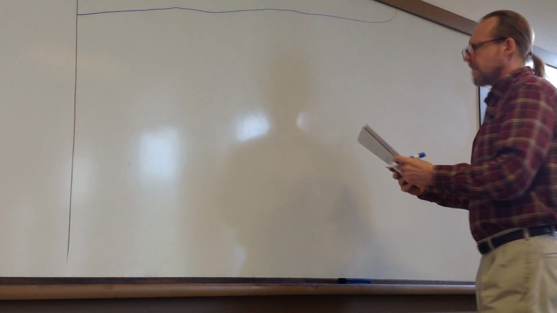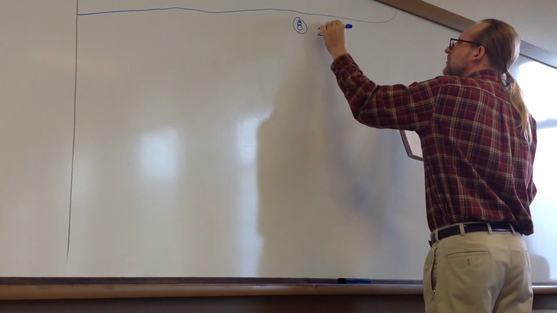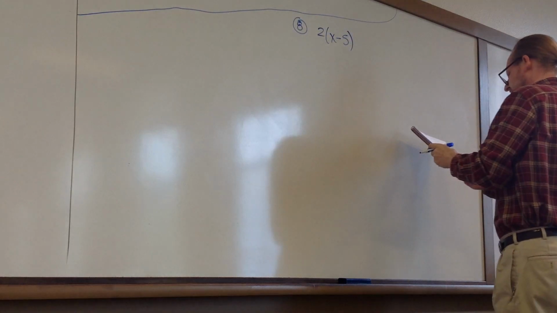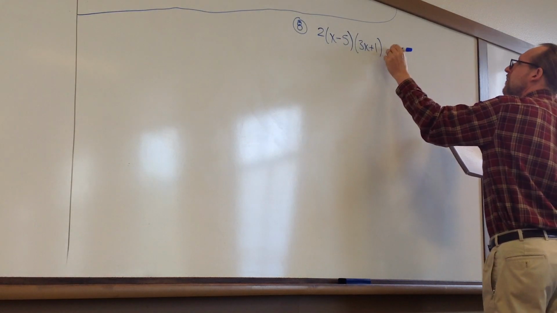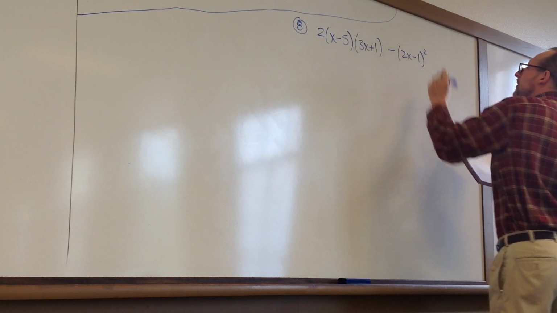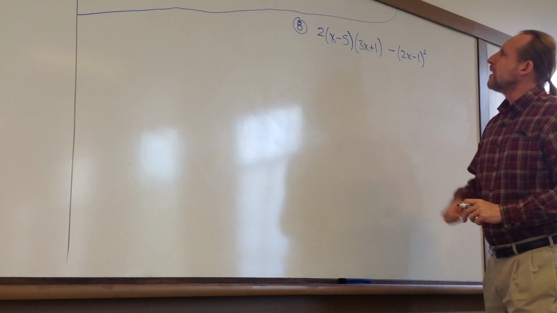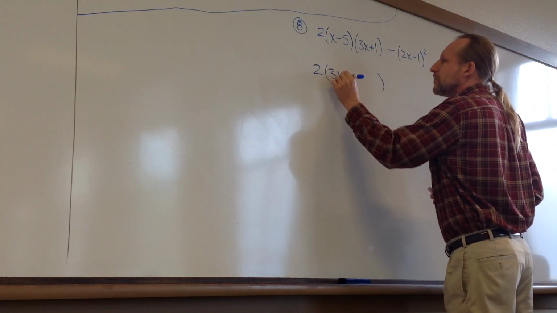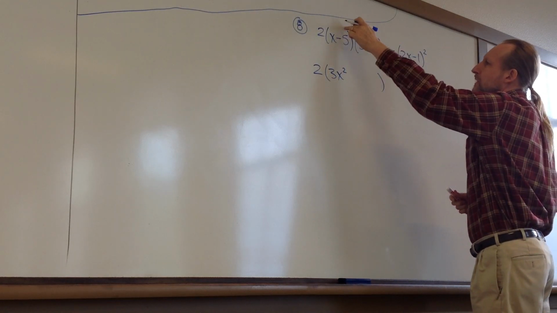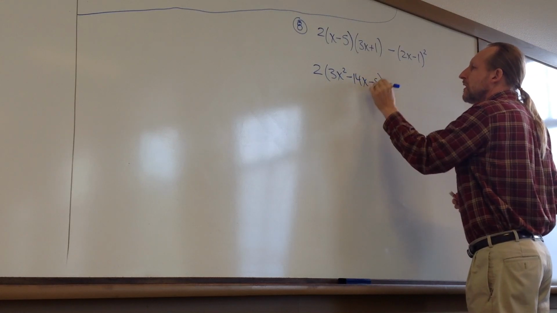Let's see here. Problem 8. Problem 8 is a little bit shorter. It only has 2 pieces to start out with. We've got 2 times (x - 5)(3x + 1), and then minus (2x - 1) all squared. So, here we want to multiply these two together first. We'll leave the 2 alone for a minute. This will be 3x squared, and then we'll get minus 15x and positive 1x, so minus 14x, and then minus 5.